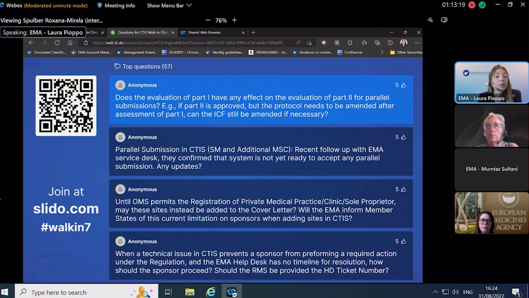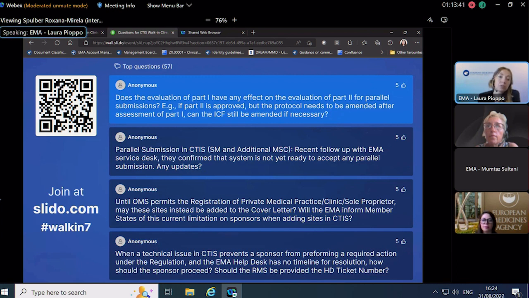If we have part 2 approved, which is the equivalent of having the conclusions recorded by the member states in part 2, it is no longer possible for the sponsor to modify the ICF in part 2, because the dossier is closed. Once there are the conclusions, basically the member states have concluded on the content of the dossier at that point in time.